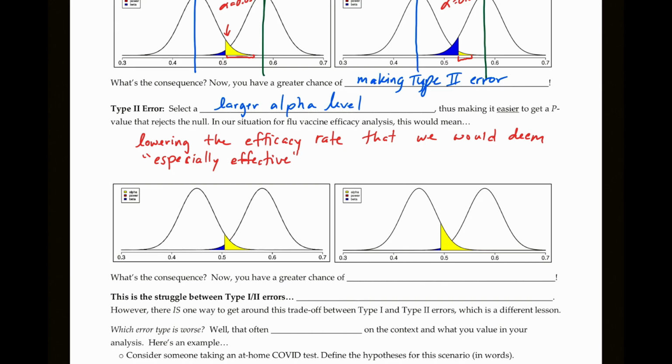So here again, we've got our little graphs. We are null centered at 45% in both cases.